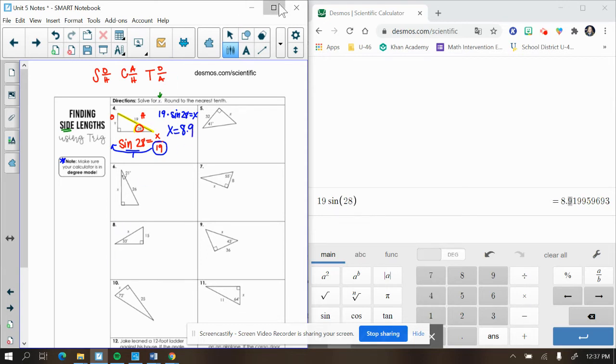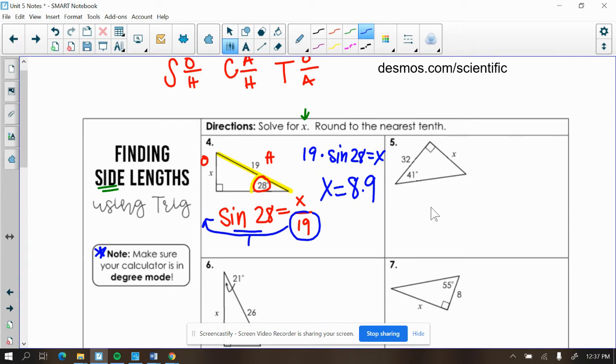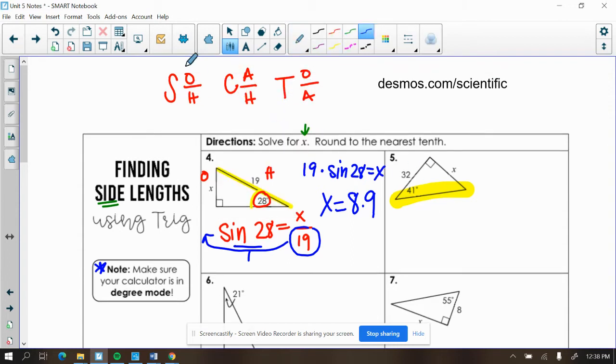Okay. So let's try this again with our second one. Now, this might take a couple tries and a couple times of practicing, but that's okay. So our hypotenuse for number 5 is across from our 90 degrees. So right here. So actually, our hypotenuse isn't even labeled. So I already know, okay, sine and cosine have hypotenuse in them. Tangent doesn't.